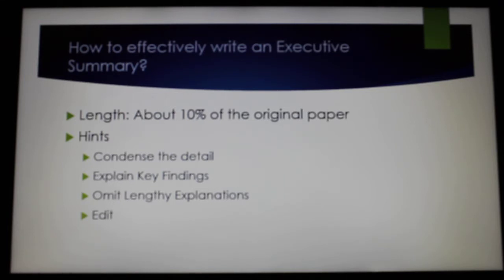To write an executive summary, you must first write your entire report. Then, the executive summary is the length of about 10% of your original paper. So for our final research paper, this will be about 1.5 pages. To write one, first condense all of the detail from your report and explain the key findings. Make sure to omit lengthy explanations and smaller discussions that will be found in your full report. Then make sure to edit the executive summary and add citations where they are necessary.